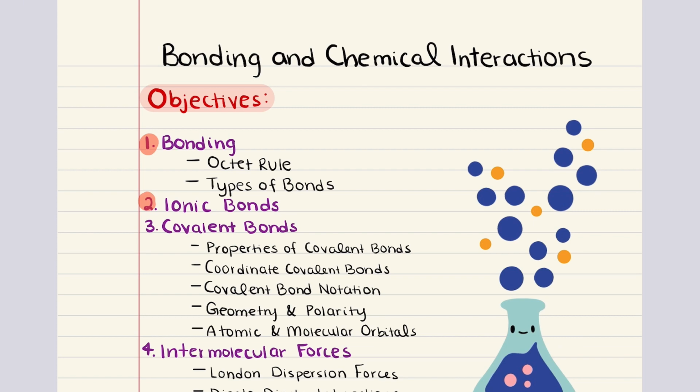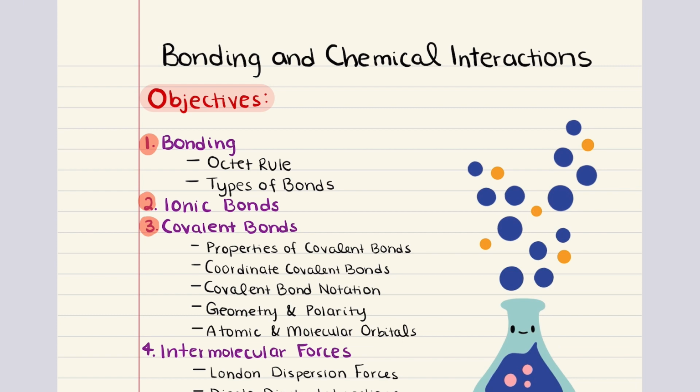This is going to be followed with a discussion on covalent bonds in the third objective, and here we're going to cover a lot. We're going to first learn the relationship between bond strength, bond length, and bond energy. Also, we're going to learn how to draw Lewis structures, and we're going to do plenty of examples. We're also going to discuss concepts like formal charges, resonance, geometry and polarity via VSEPR theory, and atomic versus molecular orbitals.